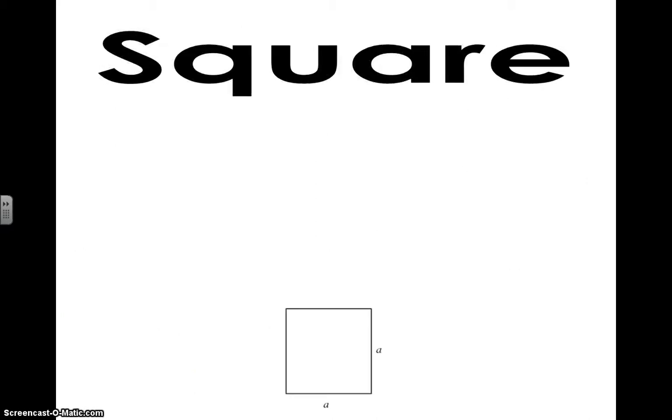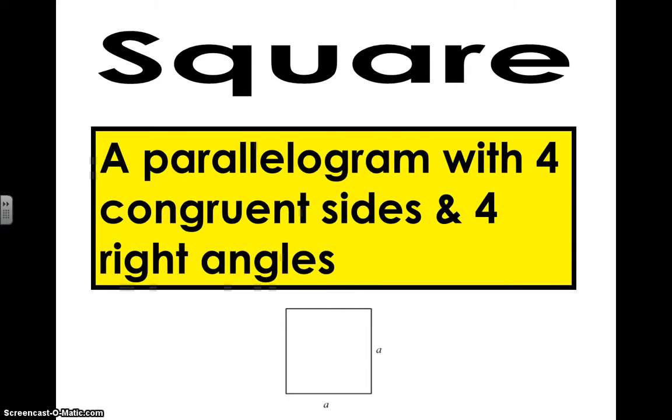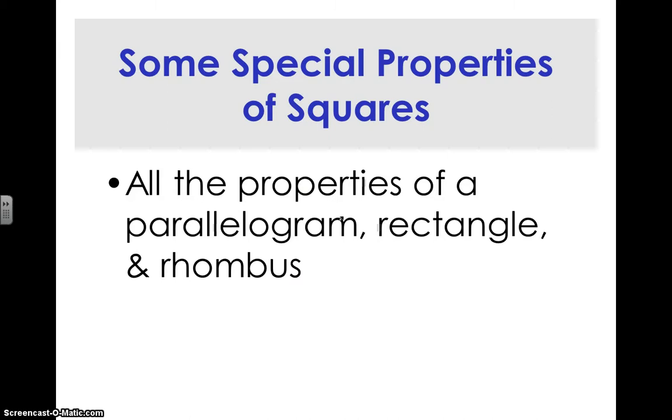Now, for a square, I think all of us can guess one of the things about a square. A square is going to have all four sides congruent, and it is also going to have four right angles. So by definition, it's a parallelogram with four congruent sides and four right angles. Some special properties of squares are that it has all the properties of everything we've talked about: a parallelogram, a rectangle, and a rhombus. So it is basically everything a square consists of, all the other parallelograms combined.